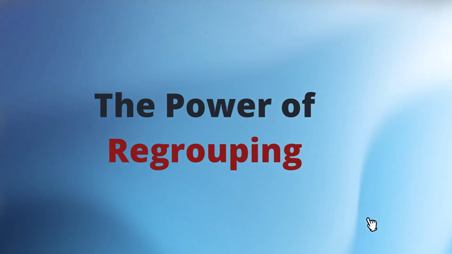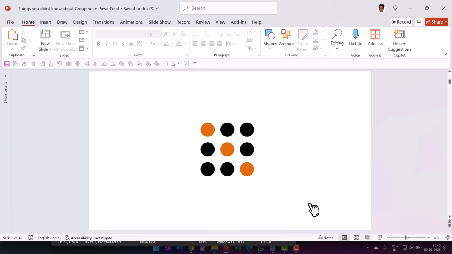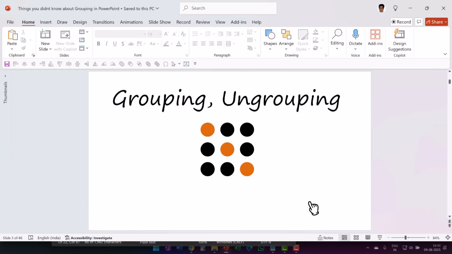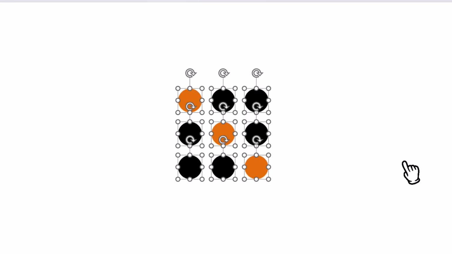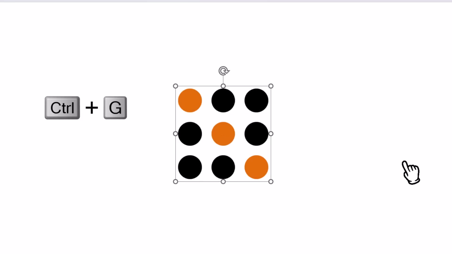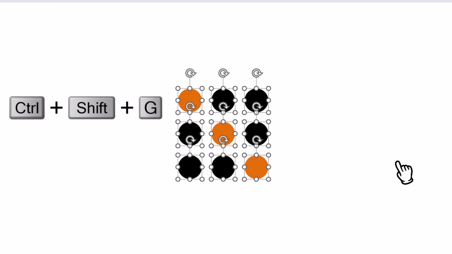Alright, first let us understand the power of the regroup option. You might be quite familiar with grouping and ungrouping. For example, to group a set of objects, you select everything and press Ctrl G. And to ungroup it, you use Ctrl Shift G and the objects are ungrouped. But there is a very interesting feature called regroup, and it can come quite handy in many situations.